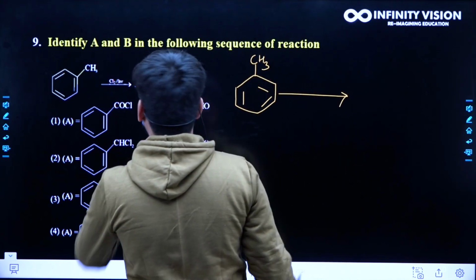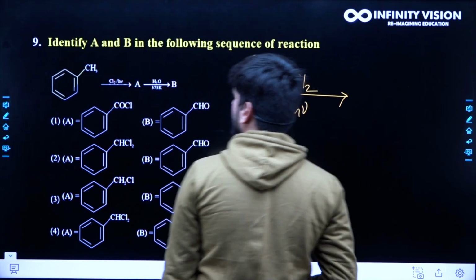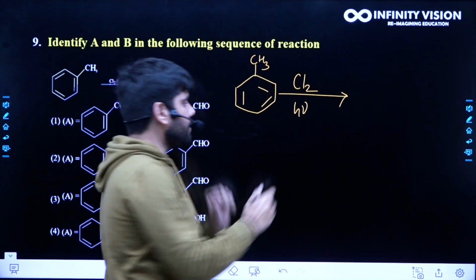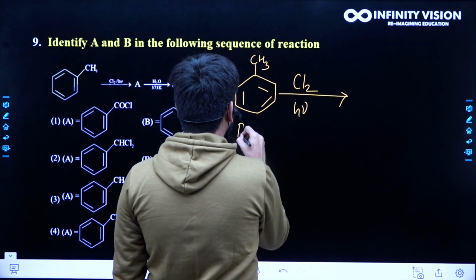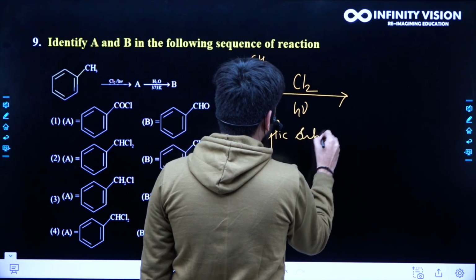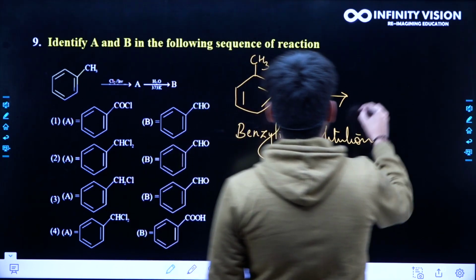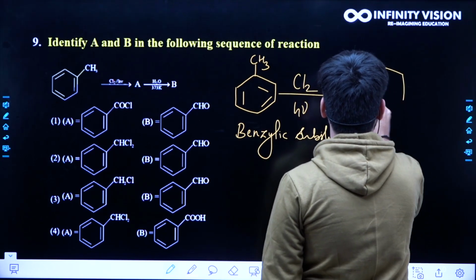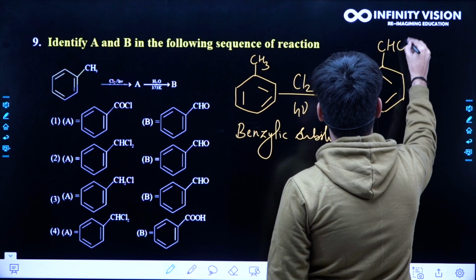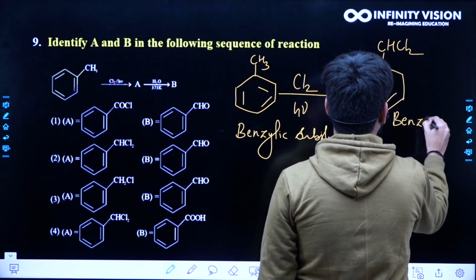And what is the reagent? We perform chlorination in the presence of light, right? What is this reaction? This is benzylic substitution, right? So what do we get? We get something of this sort, CHCl2, right? This is benzyl chloride.